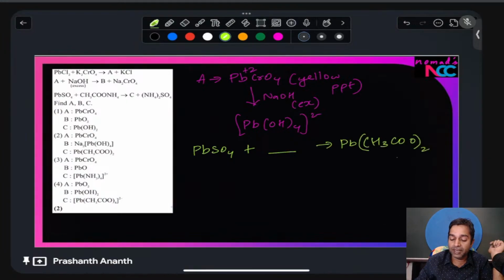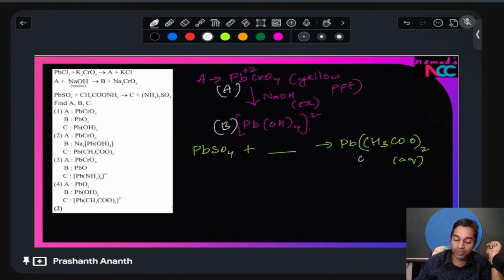So you have this as an aqueous compound, dissolving into it. In this particular case, what are A, B and C? A is my PbCrO4, which is the yellow precipitate. B is my complex over here, and C is this compound here. So the correct option works out as A is PbCrO4, B is Na2[Pb(OH)4], and C is Pb(CH3COO)2. We end up having the correct answer as option 2, which is what they have given in the key as well. So it seems to be correct. Let's go for the next one.